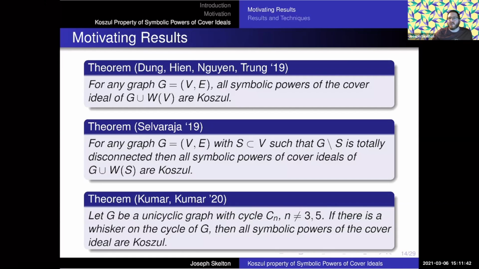But here are a few past results. When you whisker all vertices, you get Koszul. When you whisker a vertex cover, you get Koszul for all symbolic powers. And when you whisker the cycle on a unicyclic graph, so a graph that's a single cycle with a bunch of edges coming off of it, then all symbolic powers of the cover ideal are Koszul. So we've got a lot of results.